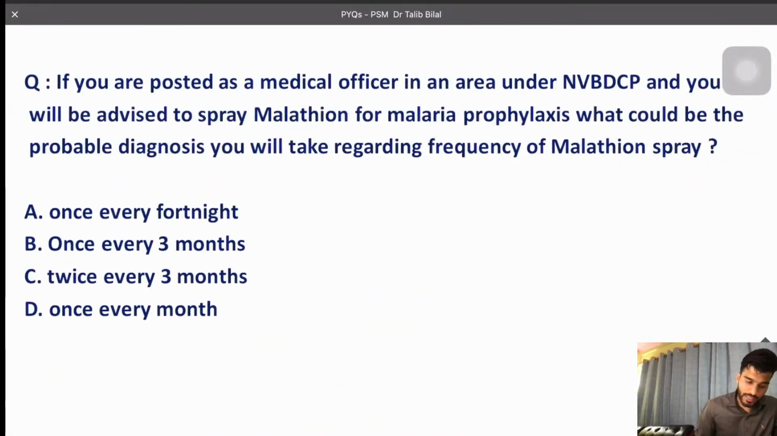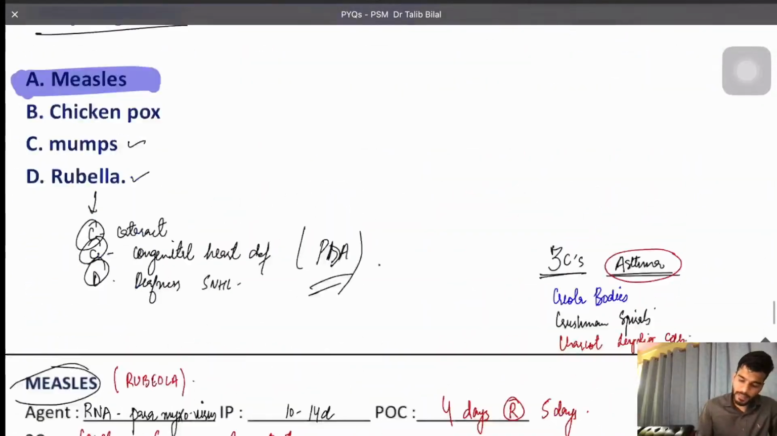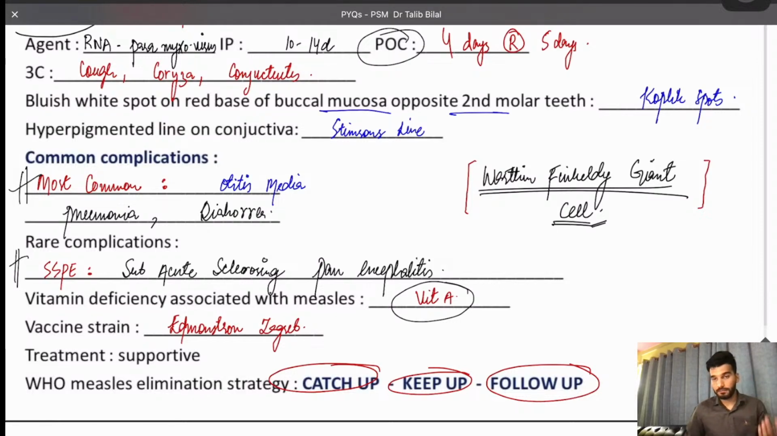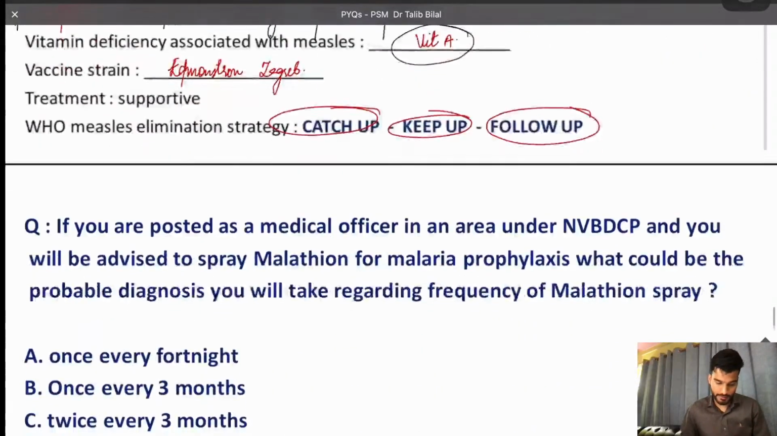So next question, guys. What is the answer for this? Measles. So remember, guys, most common complication, rare complication, vitamin deficiency and Koplik spots as well. Okay, and period of communicability was asked in the January 2023 exams.